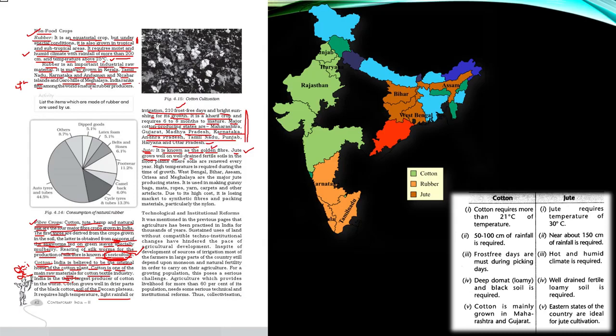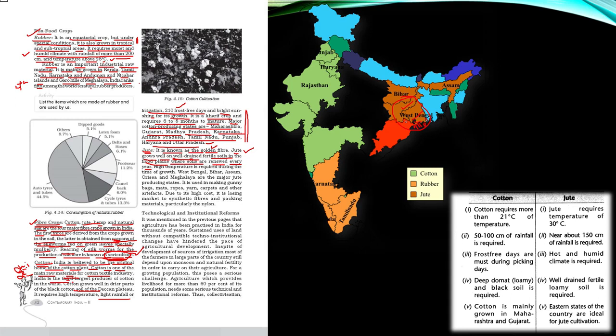Jute grows well on well-drained fertile soils in the floodplains where soils are renewed every year. So if you have known this fact in your previous class, that jute is grown in the deltaic region where you usually find the finest alluvium that is deposited by the rivers before debouching itself into the sea. So this is the crop which is grown in the most fertile deltaic region.